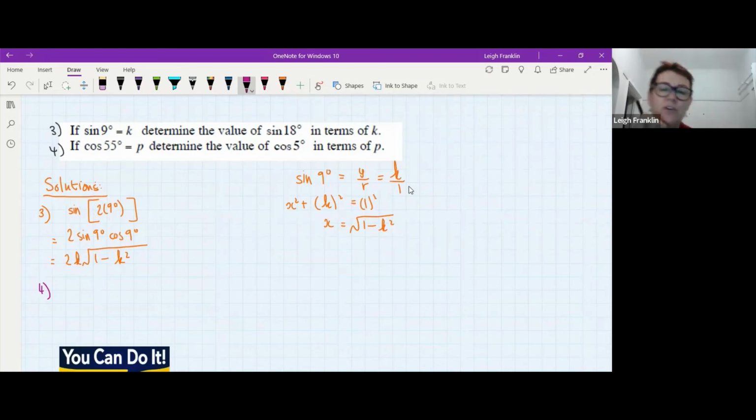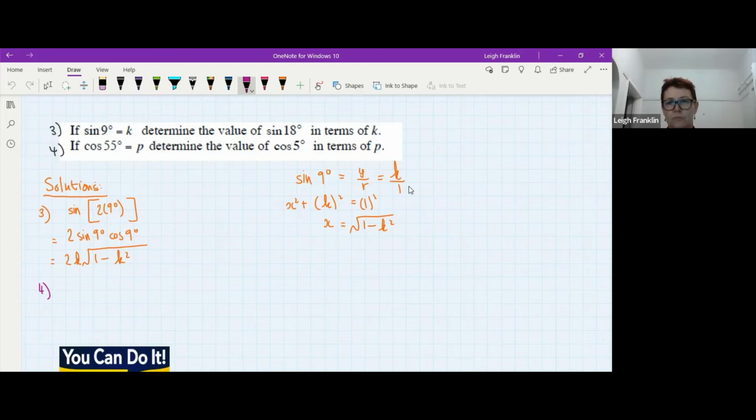Okay, let's go and have a look at number 4. So now they've told us if the cos of 55 is p, determine the value of cos 5 in terms of p. What do you guys think we should do here? So the cos of 55 is p. Determine the value of cos 5 in terms of p.